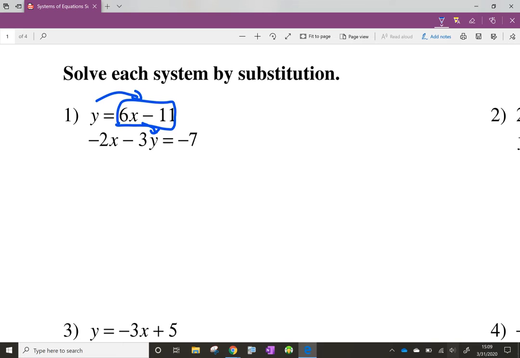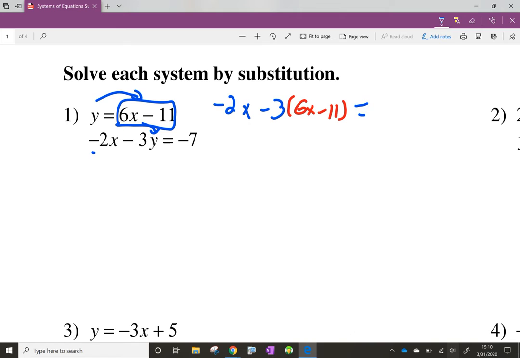So when I take that and plug it in for the y in the other equation, it will look like this. It'll say negative 2x minus 3 times y. But remember, we're not going to write the y because we're substituting in y's place. Instead of plugging in a number like 10 in my first example, I'm plugging in 6x minus 11 because y is equal to 6x minus 11. Those two things can be interchanged. So I've taken the y out and I've plugged in 6x minus 11 in its place, right?